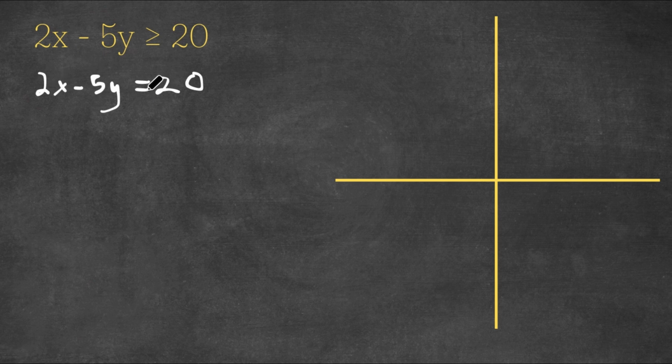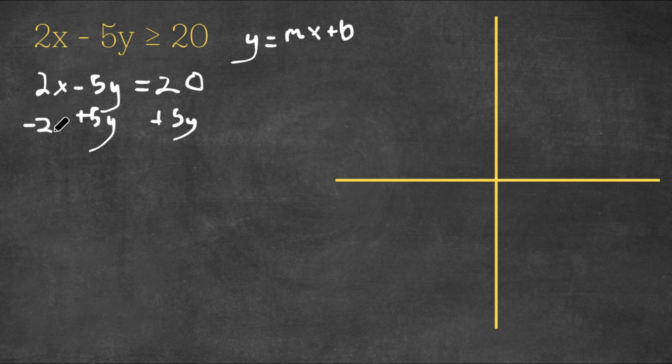And what I'm first going to do is change this into slope-intercept form, which is in the form y is equal to mx plus b, to make this easier to graph. So I'm going to add 5y on both sides, and I'm going to subtract 20 on both sides. So now I have 2x minus 20 is equal to 5y.